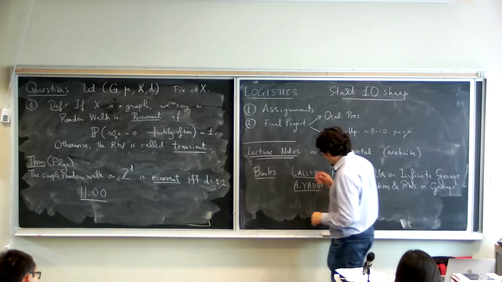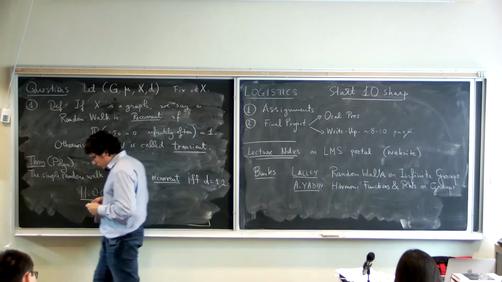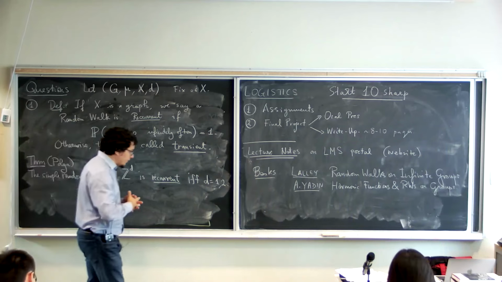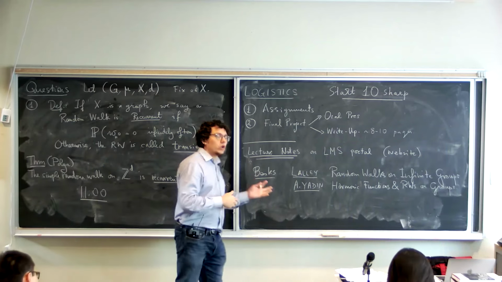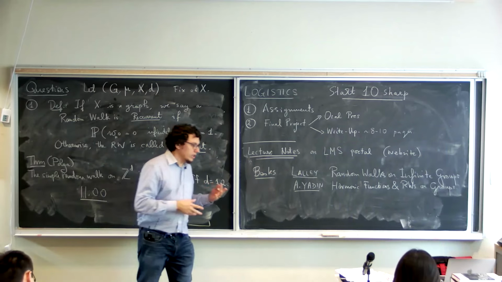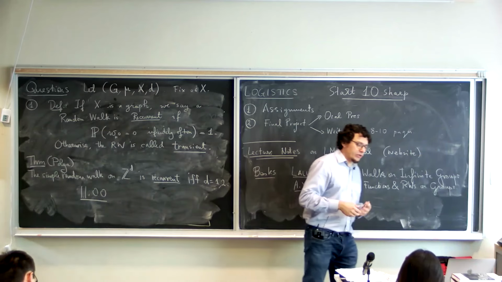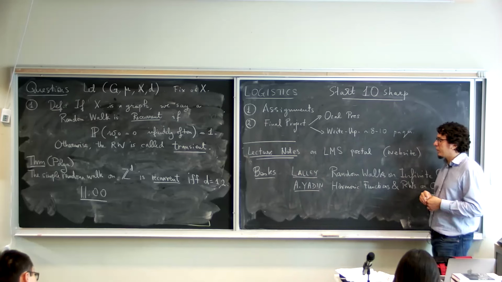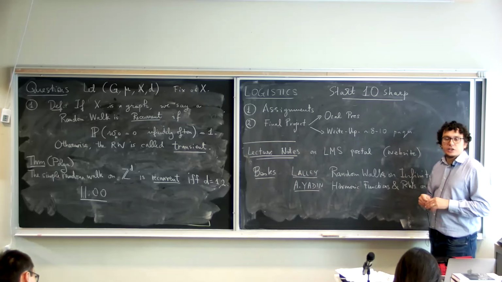There are older books, but somehow I think they don't have the flavor that we're going for, which would be not just probability but the intersection between probability and geometry and topology. Any questions about the logistical part?